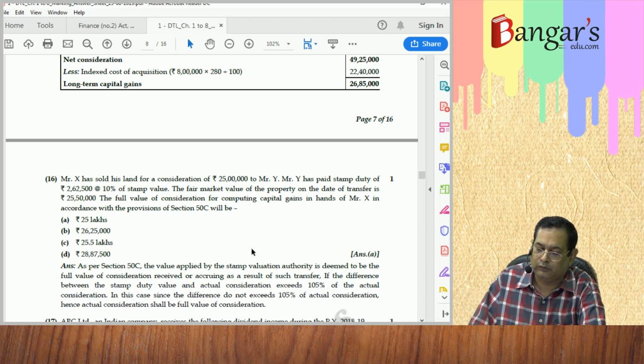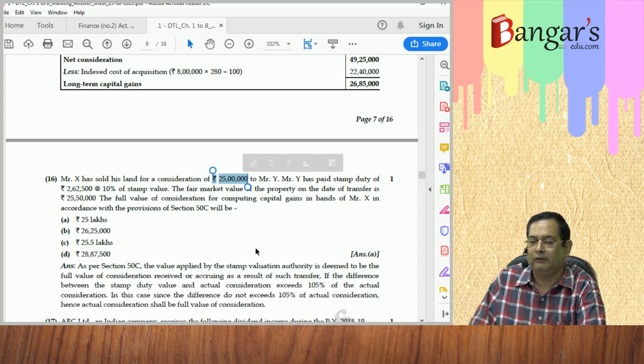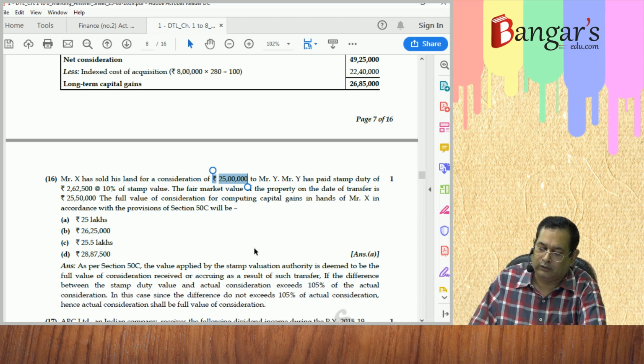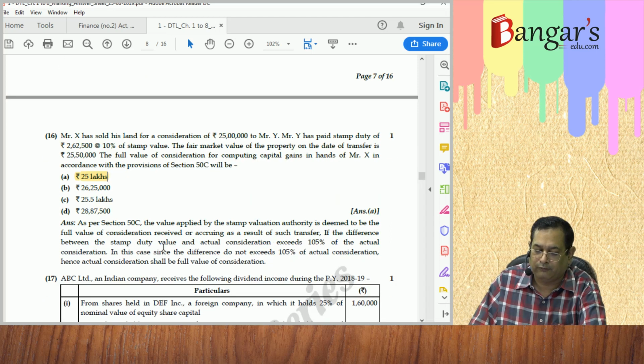So here we have to see the stamp duty value, that is 26,25,000, if it exceeds 105% of the actual consideration, that is 105% of 25 lakh rupees. If it exceeds the same, then we have to take the SDV. Since it does not exceed 105% of the actual consideration, therefore the actual consideration here will become what? The full value of consideration. The full value of consideration in this case will be rupees 25 lakhs.